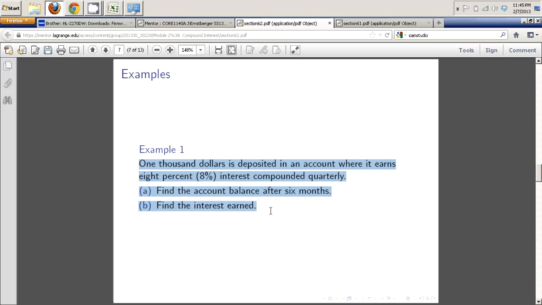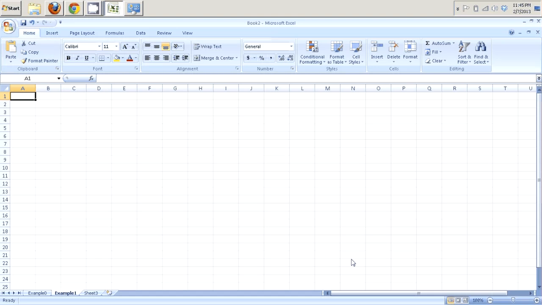$1,000 is deposited in an account where it's earned 8% interest compounded quarterly. Find the account balance after 6 months. Find the interest earned.